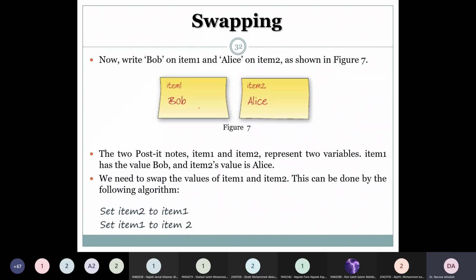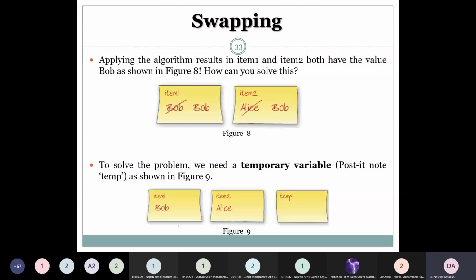We need now to swap the values of item 1 and item 2. This can be done by the following algorithm: set item 2 to item 1 and set item 1 to item 2. This is one way to swap, but applying this algorithm results in item 1 and item 2 both having the value Bob, as shown in figure 8. So how can you solve this?